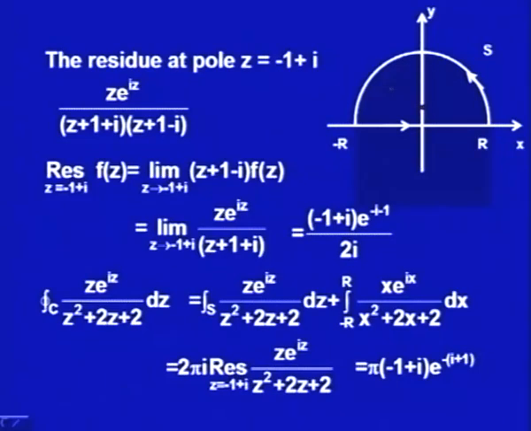As r approaches infinity, the second integral from -r to +r of x e^(ix) / (x² + 2x + 2) will approach the integral from minus infinity to plus infinity, or it will actually give the Cauchy principal value, and then we could find this integral. So, let us try to see this integral on a semicircle of this function f(z).